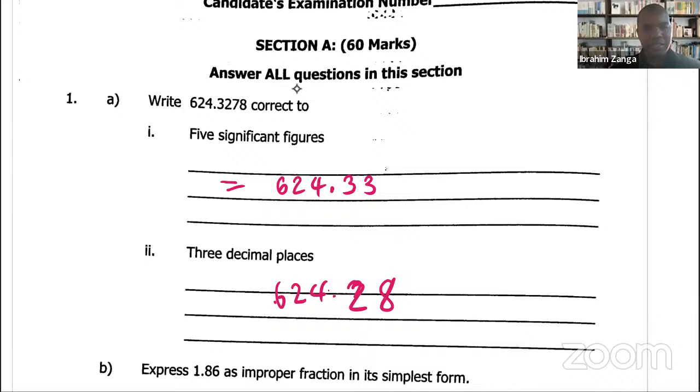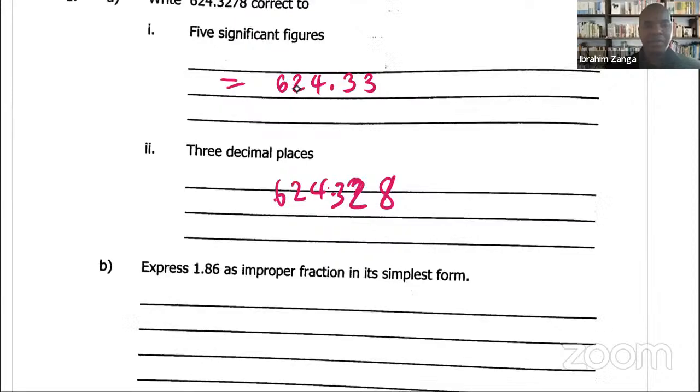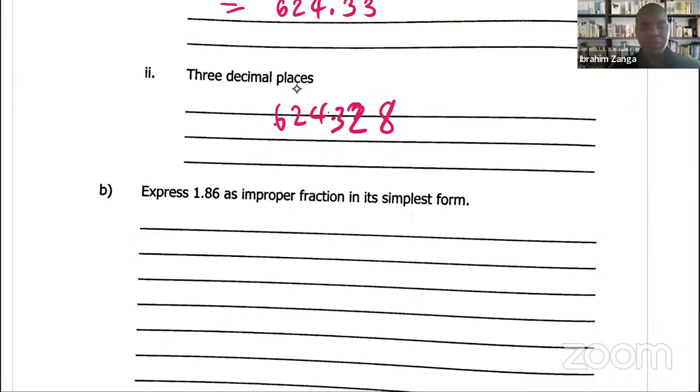Oh, I'm sorry, 624.328. So as you can see, we have 3 decimal places. Why 8? Because the next number just after 7 is greater than 5, so we have to add 1, dear students. We go to 1b, express 1.860 as an improper fraction in simplest form.